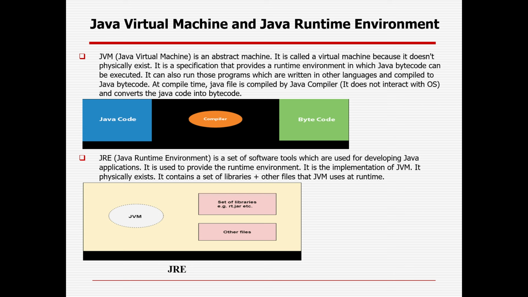So JVM is an abstract machine. Why is it abstract? Because in real time there is no existence of JVM. It is called virtual because it does not physically exist, it just logically exists.